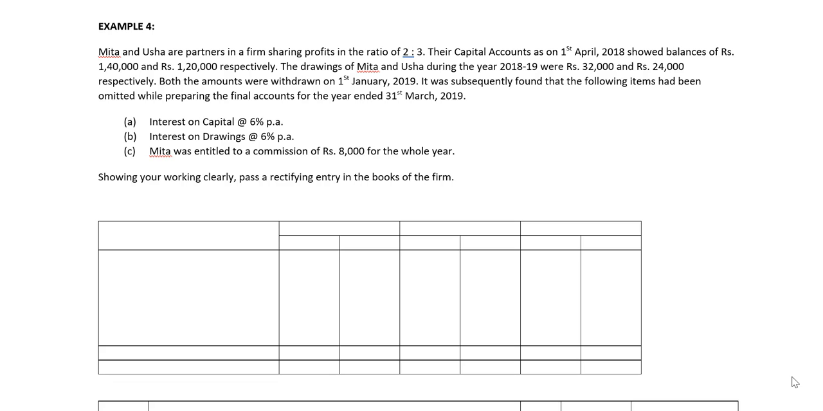So now we understand from the problem that interest on capital at 6% per annum was omitted to be allowed. Interest on drawings at 6% per annum was omitted to be charged, and Meeta was not allowed a commission of rupees 8,000. So our approach to the problem will be to allow the interest on capital at 6% per annum, charge the interest on drawings, and also allow commission to Meeta for rupees 8,000. We'll begin with the working note.